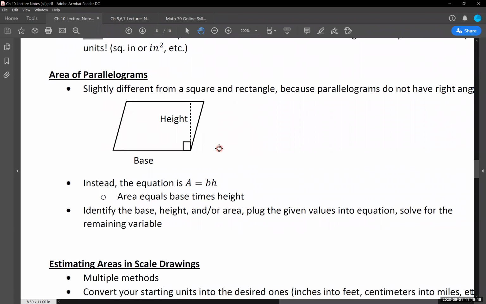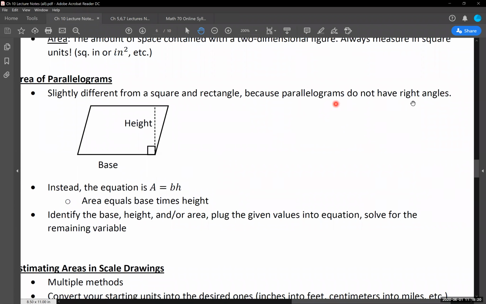You might be saying, well, you said the parallelograms don't have right angles, but you're displaying a right angle right here. All that this right angle is here to show is that this line, this height, is perpendicular to both of these bases. Basically, it shows us that this is the direct height directly across from these two things.